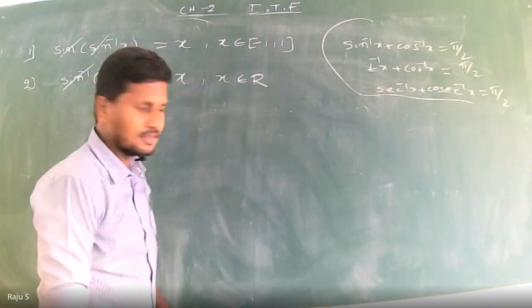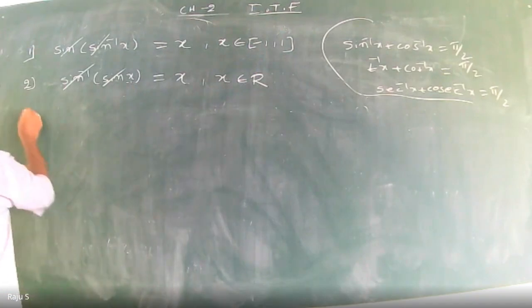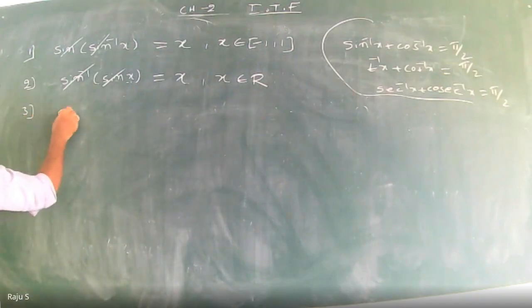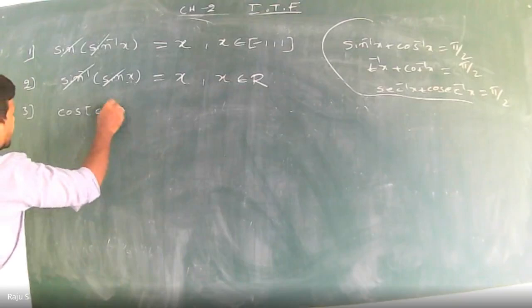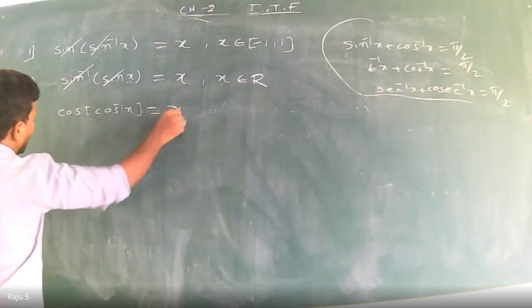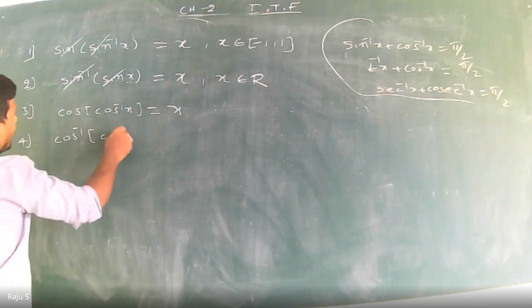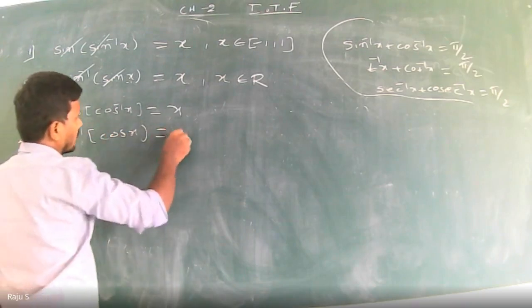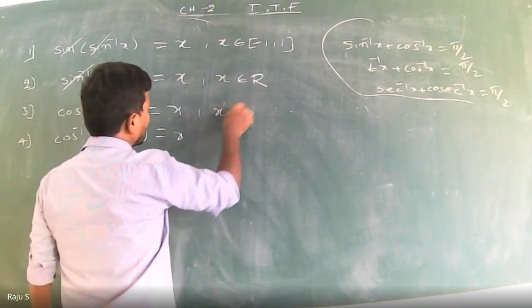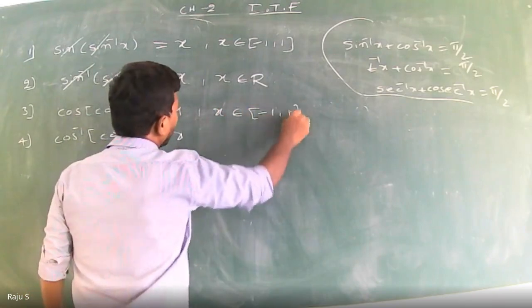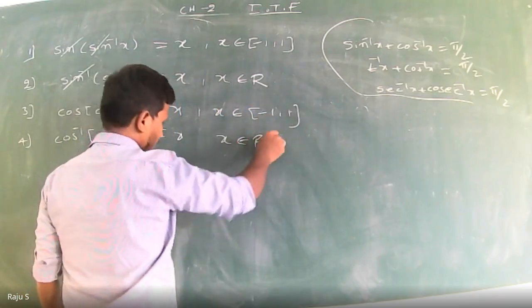That is the difference. In the same way, you have to check that cos of cos inverse x is equal to x only, and cos inverse of cos x is equal to x only. Here x belongs to minus 1 to 1 in one case, and x belongs to R in the other.